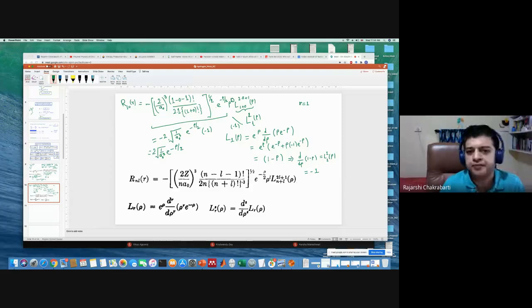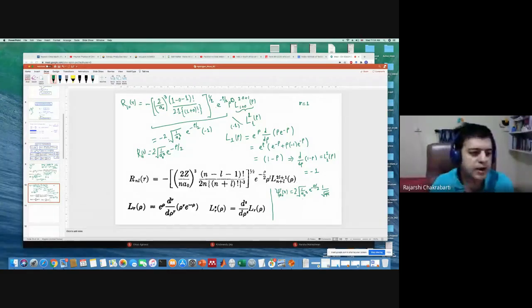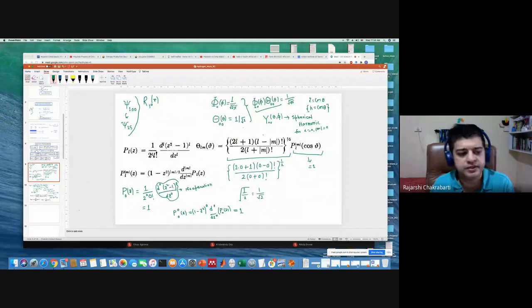Actually I've done everything in detail. So I have now R10 R. Then I will do it here. Then what is this? Psi 100, R part, theta part and phi part. R part is this. What is theta and phi part? You remember? 1 by root over 4 pi. I remember that, the spherical harmonic for that. If I go back, I can show you. This is 1 over root over 4 pi, isn't it?